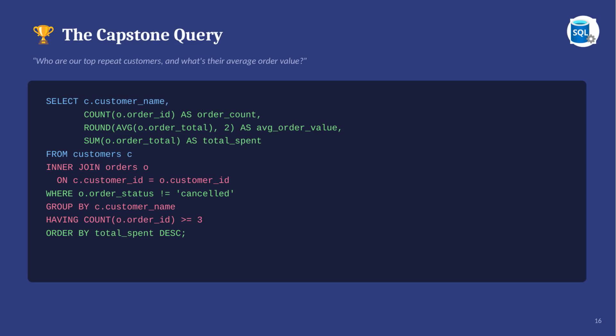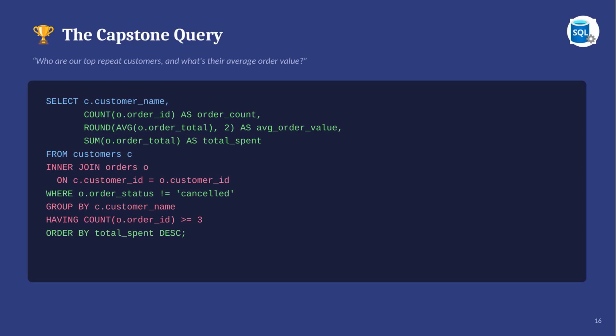Let's walk through a capstone query that pulls together everything from this video, and the last one. The question: who are our top repeat customers, and what's their average order value? Select customer name, count of order ID as order count, the rounded average of order total as average order value, and the sum of order total as total spent. From customers, inner join orders on matching customer ID, where order status doesn't equal canceled. Group by customer name having count of order ID greater than or equal to 3, meaning at least 3 real orders, order by total spent descending.